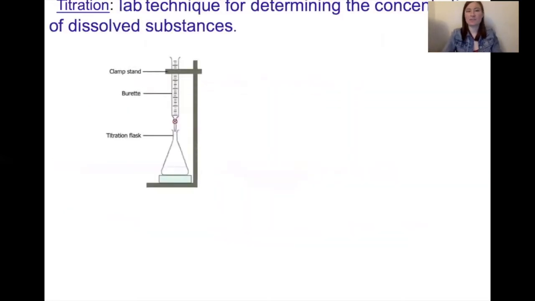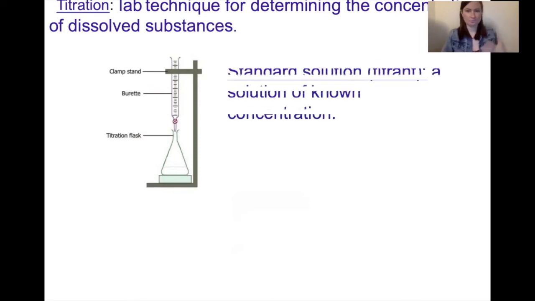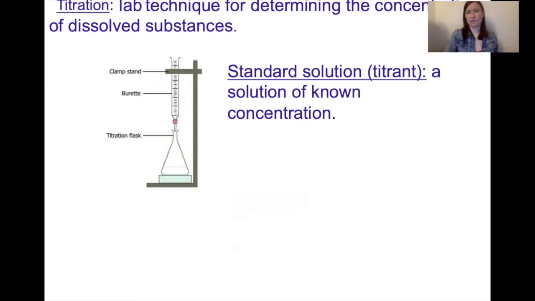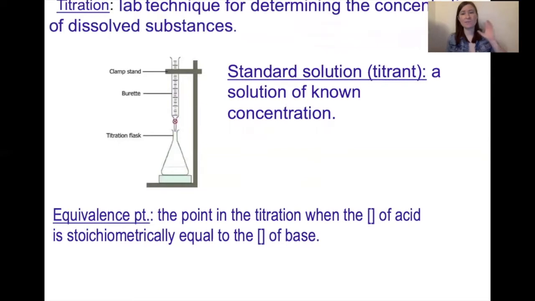So the idea behind titration is it's a lab technique for determining the concentration of dissolved substances. And so what you're gonna do is you're gonna have a standard solution, the titrant, that's a solution whose concentration you know, and then you're gonna react that with a solution of unknown concentration. And you're gonna keep reacting until you hit the equivalence point. The equivalence point is the point in the titration where the concentration of the acid is equal to the concentration of the base. And at that point, you've added an indicator, and your indicator is gonna change color.